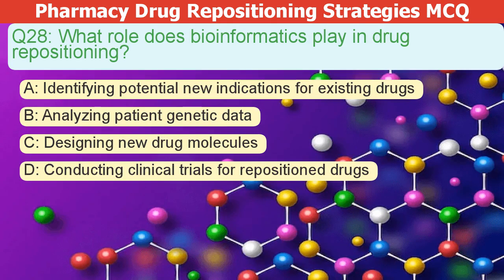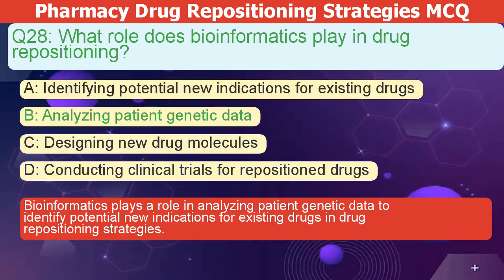What role does bioinformatics play in drug repositioning? A. Identifying potential new indications for existing drugs. B. Analyzing patient genetic data. C. Designing new drug molecules. D. Conducting clinical trials for repositioned drugs. The correct answer is B. Bioinformatics plays a role in analyzing patient genetic data to identify potential new indications for existing drugs in drug repositioning strategies.